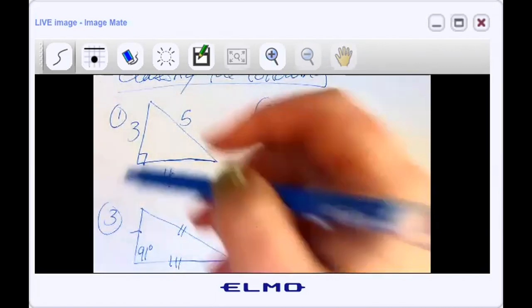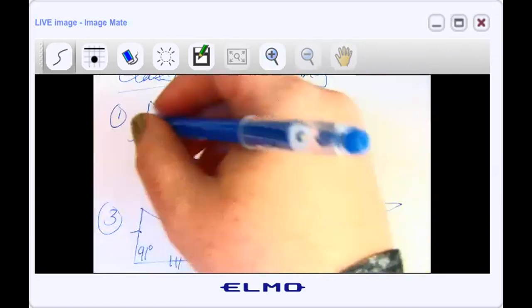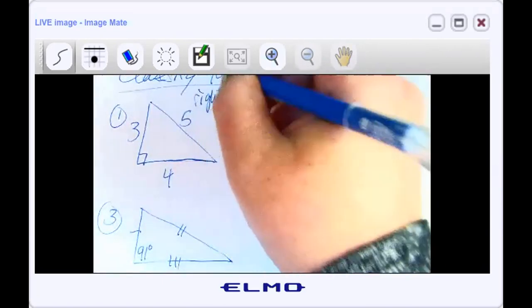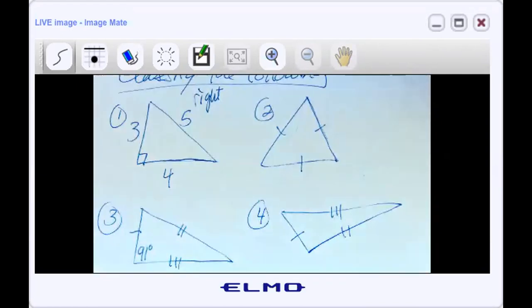Okay, so anyway, this one has a little right angle mark, so it's going to be a right, and then we're going to classify it by side. So is it scalene, isosceles, or equilateral?